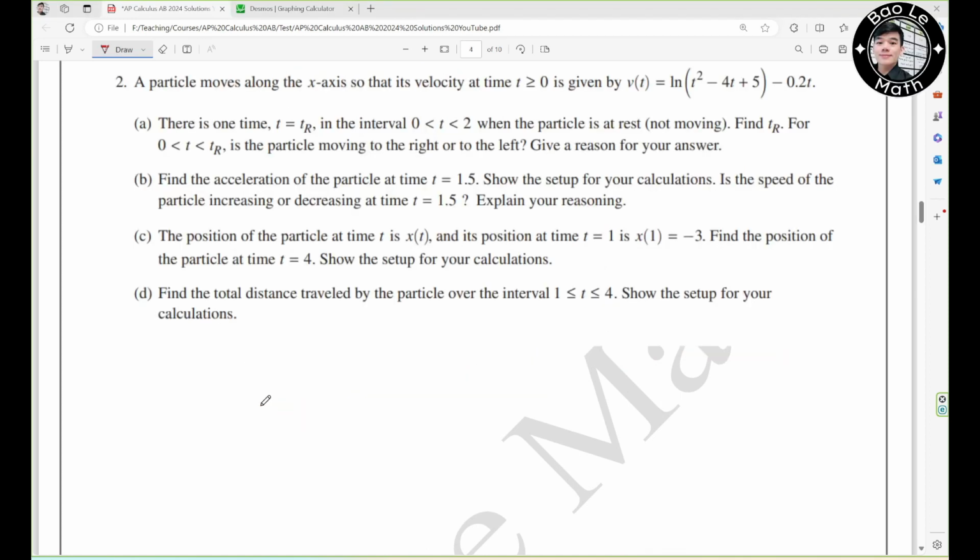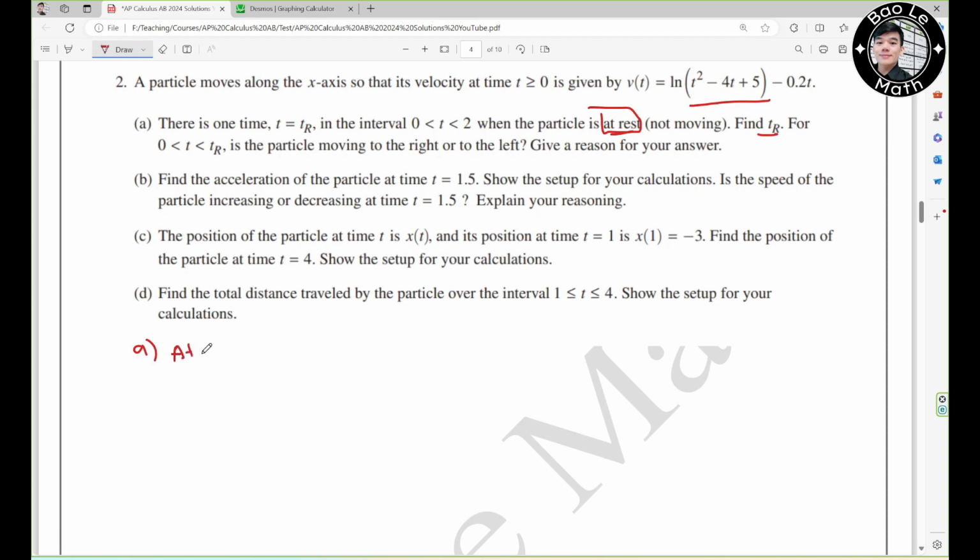Now let's move on to question number 2. A particle moves along the x-axis so that its velocity at time t greater than or equal to 0 is given by this function. There is one time t equal to tr in the interval from 0 to 2 when the particle is at rest. Find tr. Alright, so the keyword right here, at rest, which means velocity is equal to 0. Alright, it's not moving.